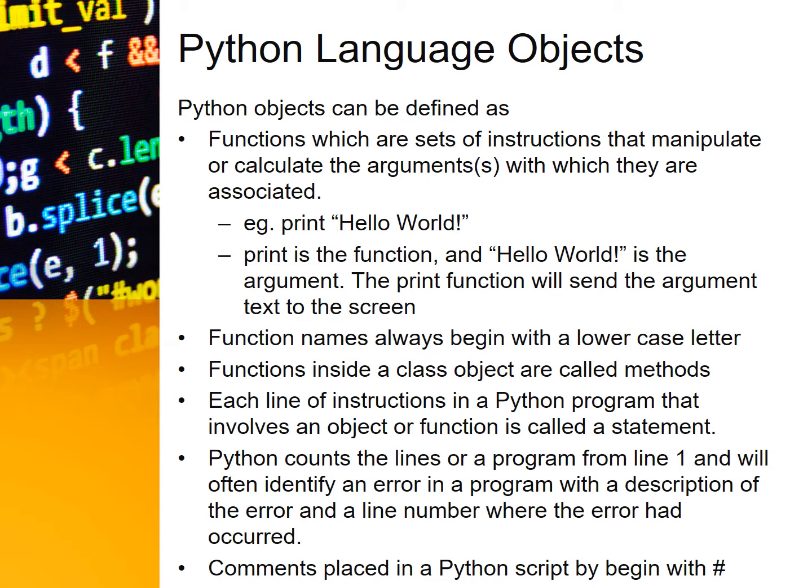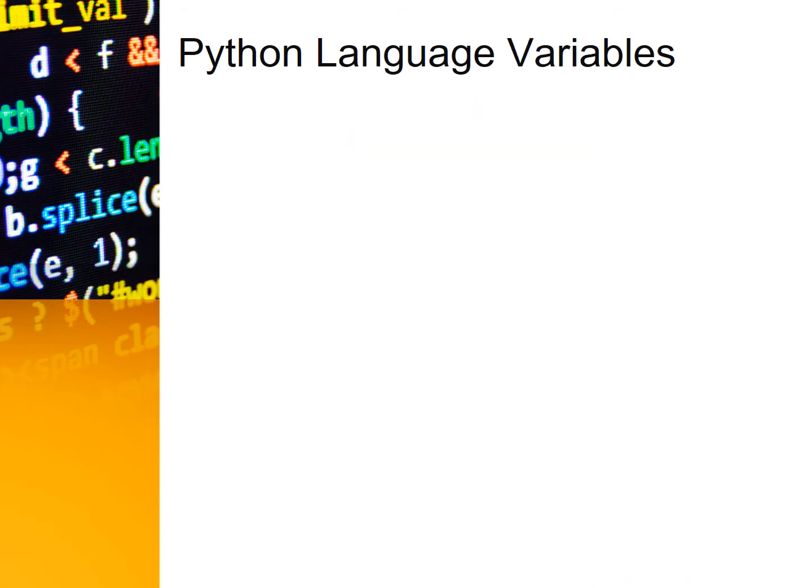And the other thing to remember is that comments can be placed in a Python script by beginning with a hash. It is important to put comments in a program because it's an explanation of how it works, and you'll see some of that later on with my examples.